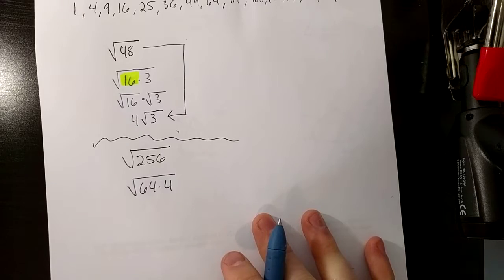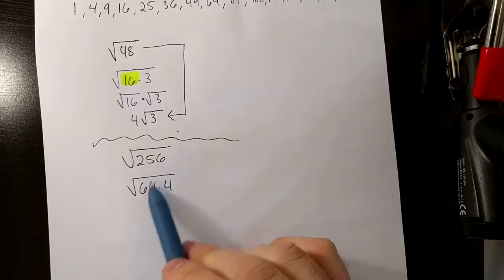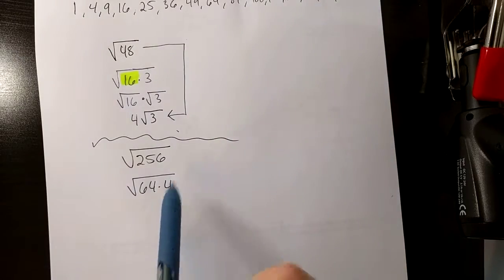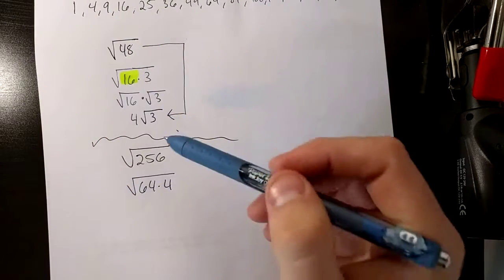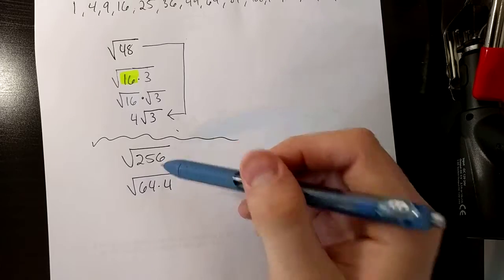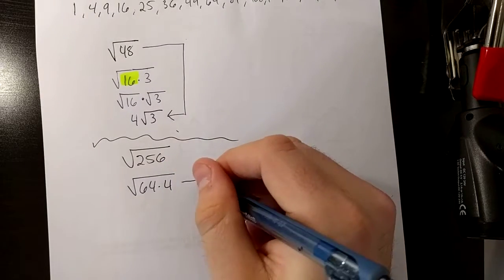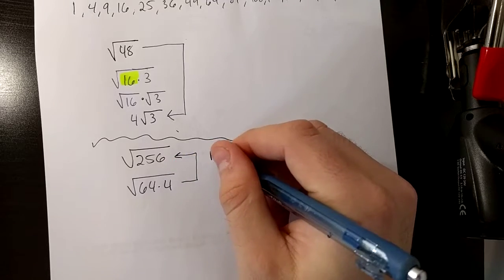Now, what's unique about this number is that it splits up into two perfect squares. 64 is a perfect square. 4 is a perfect square. If you do a problem like this where you're simplifying and you realize that these two factors are both perfect squares, that means your original is also a perfect square.